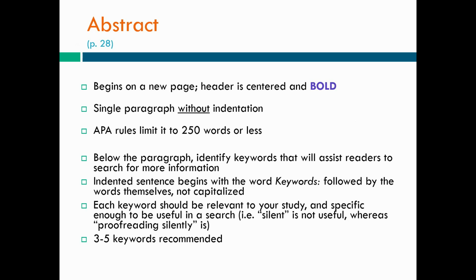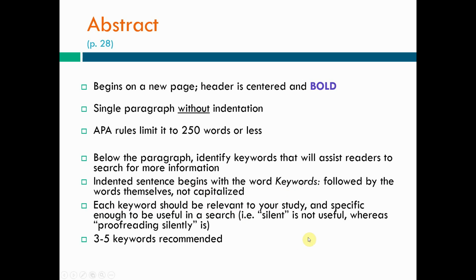It is limited to 250 words or less, so please make sure that you do not go over the word limit. Below the abstract itself, there is a section called keywords. So as we can see here, you will have something like this. It'll say keywords, followed by keywords that you believe are vital to the paper. Things like proofreading, reading strategies, those kinds of words will be relevant for you guys in this first experiment.